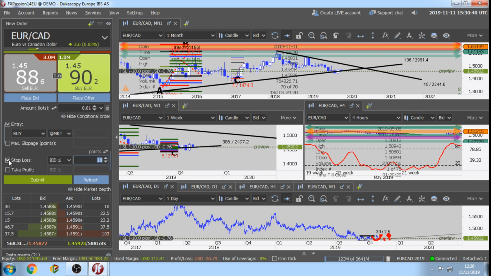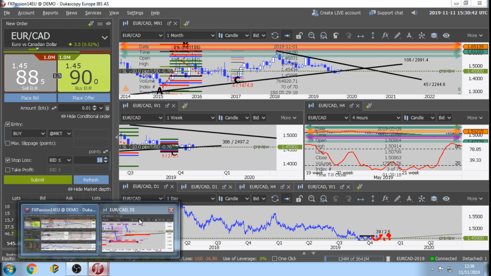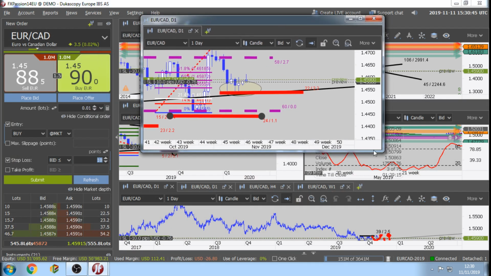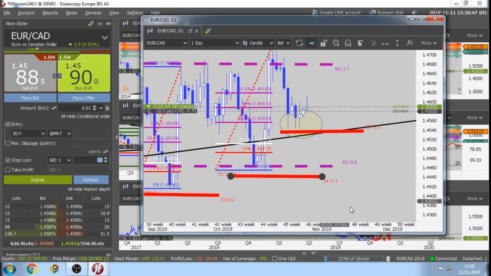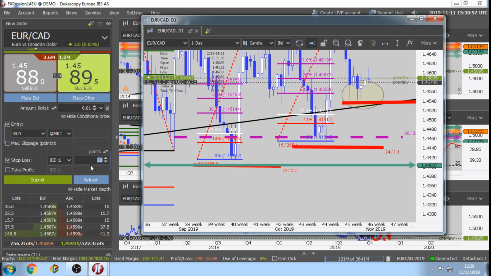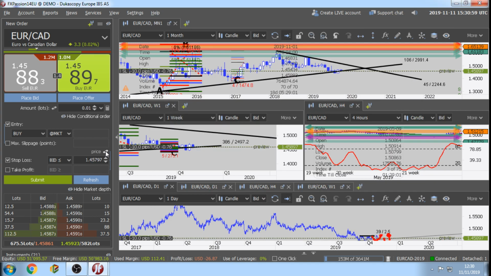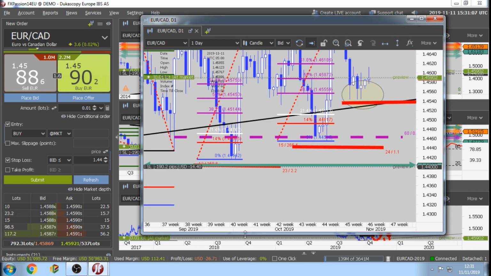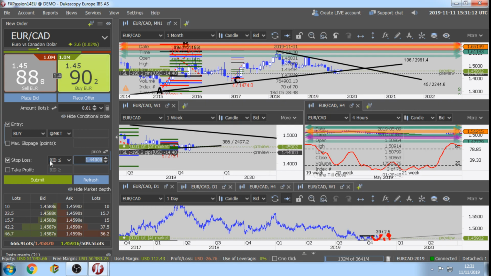And stop loss, where is the chart? Stop loss is going to be at somewhere here, 1.44. And I don't want points, I want price. 1.44. Well, 0, 0, 0, why not? Take profit, no take profit, submit.